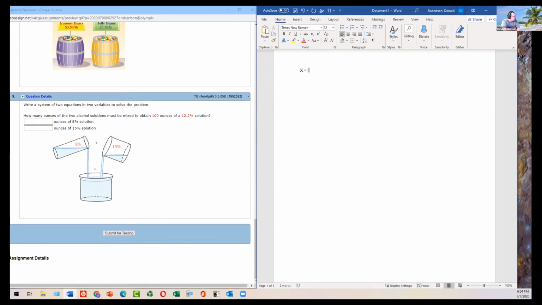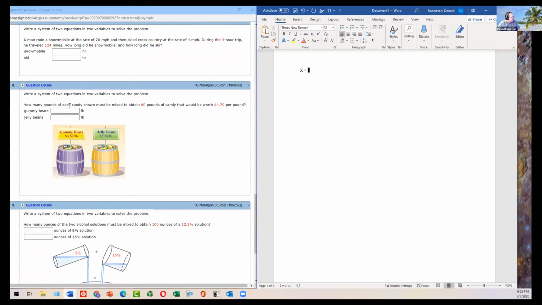How many ounces of the 2 alcohol solutions must be mixed to obtain 100 ounces of 12.2% solution? And it's quite visual, but the boxes tell us, isn't X going to be how much of the 8% solution I'm going to use, and Y is going to be how much of the 15% solution I'm going to use? You agree? In fact, when you look at the questions, can you tell X is going to be gummy bears and Y is going to be jelly beans, right?